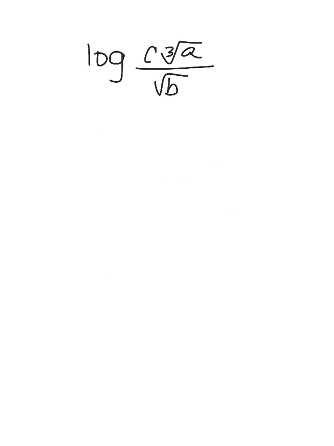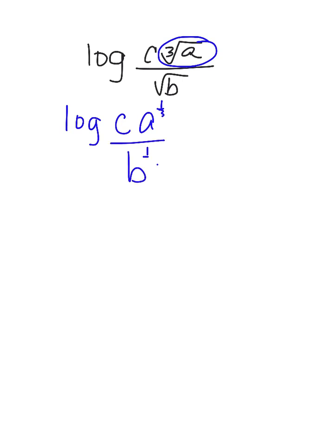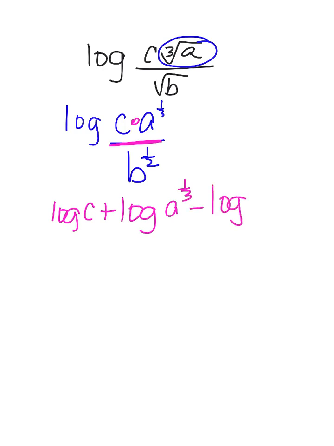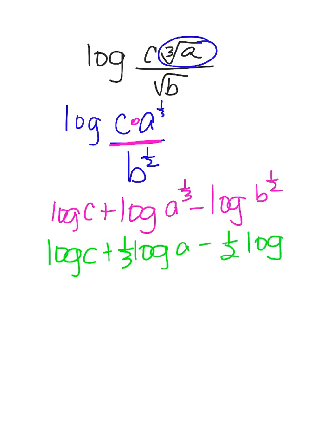Okay, so the first thing I want to do is change my radicals to fractional exponents. So I have log C. The cube root of A would be A to the 1/3 power. Remember, power over the root. And the square root of B would be B to the 1/2 power. All right, so now I'm going to separate. I have multiplication and division. So that's log C plus log A to the 1/3 power minus log B to the 1/2 power. The exponents go in front, so it's log C plus 1/3 log A minus 1/2 log B.